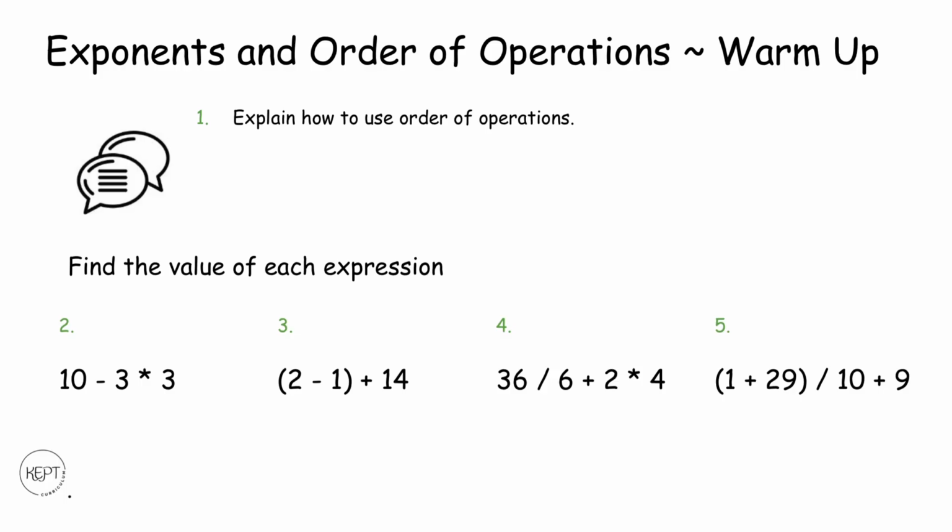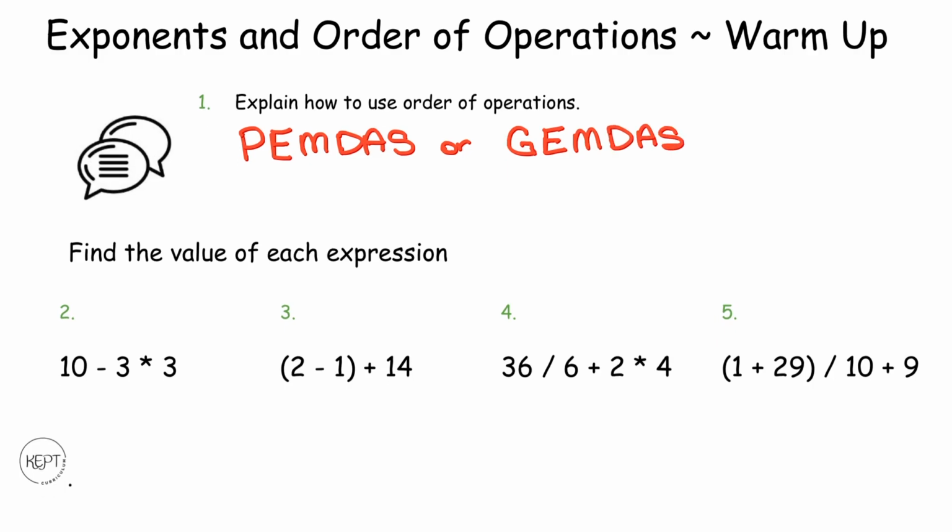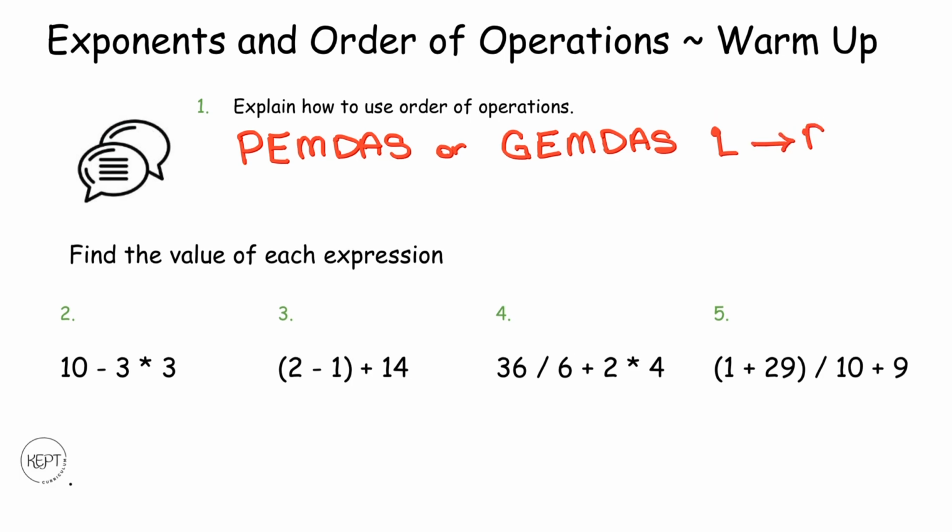One way that I remember to use order of operations is by using our mnemonics. We can use PEMDAS or we can use GEMDAS. We remember that we're always moving from left to right. Once we do parentheses and exponents, we do multiplication and division based on whoever is on the left. Then we do addition and subtraction based on whoever is on the left.